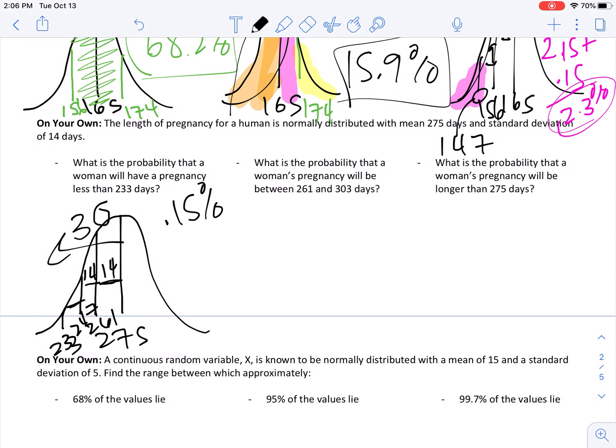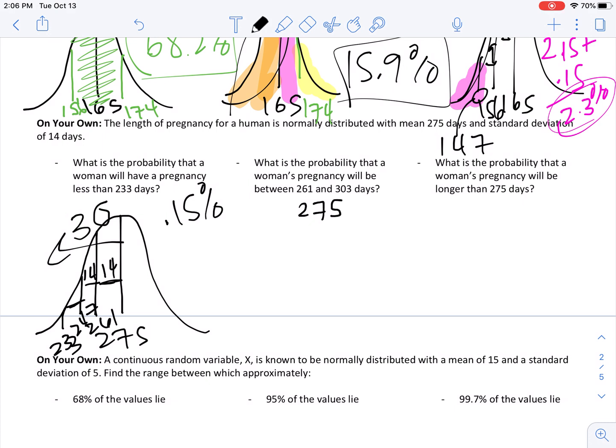So what's the probability that a woman's pregnancy will be between 261 and 303 days? I started writing this a slightly different way, which I think will be more helpful, but I will do the way we did it before with the picture on this one, and then I will switch over to the other way. Actually, I'm going to switch over right now because sometimes this picture is kind of crazy. We have 275 in the middle.